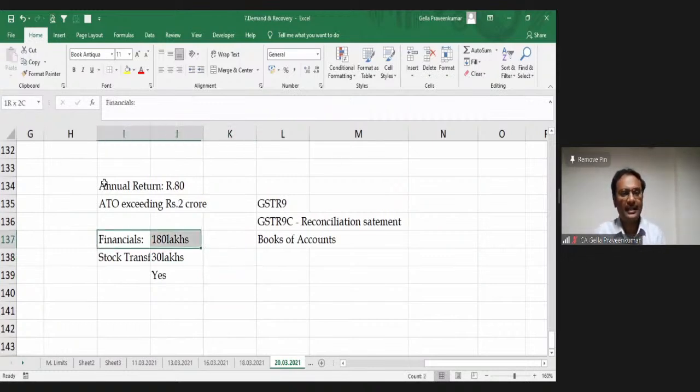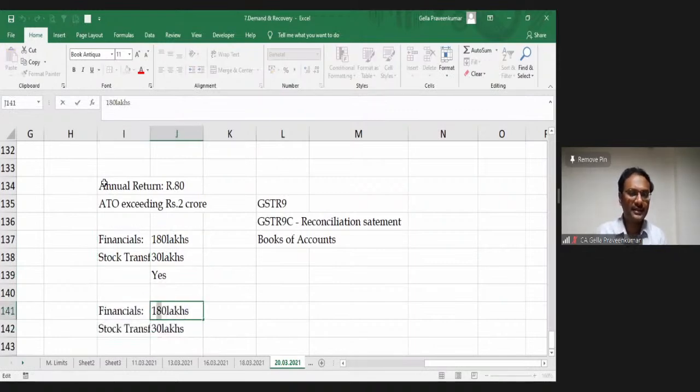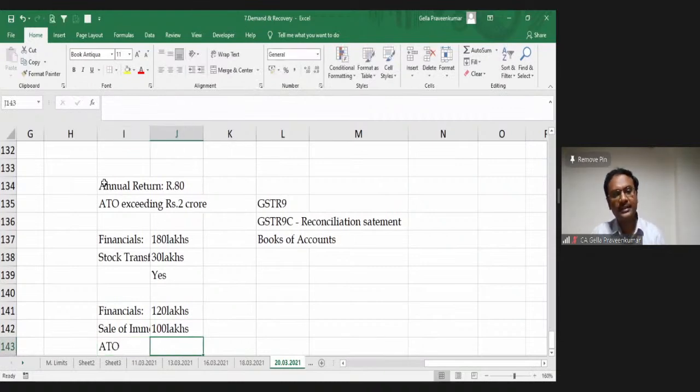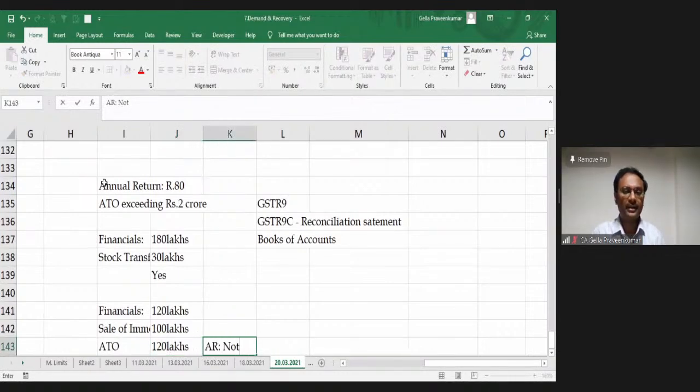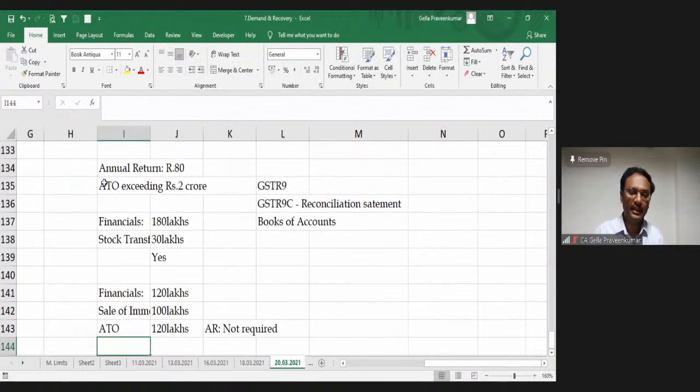So, another example. Financials show 120 lakhs. My sale of immovable property is 100 lakhs. My aggregate turnover for the purpose of GST law is 120 lakhs. So, annual return not required. Right? This is how I need to do the calculation of aggregate turnover and give a confirmation on whether the annual return is applicable, yes or no.